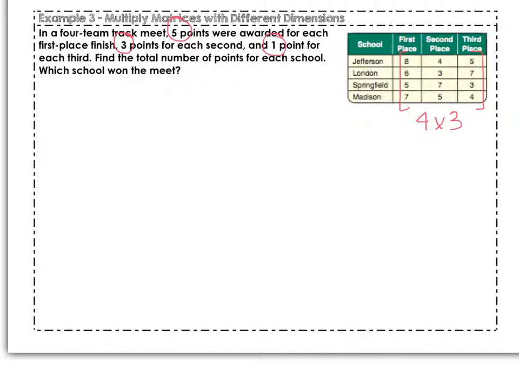Now, I'm also told points that are awarded for each of the place finishers. So realistically, what you want to do here is say, okay, 5 points for every first place. 8 times 5. Oh, now I need to add 3 times the 4 for the second place, and then 5 times the 1, and I'm going to add them together. What does this sound like? Well, it sounds like matrix multiplication. And to multiply a 4 by 3 by something, whatever I'm multiplying it by needs to have 3 rows, because the number of columns of the first must represent the number of rows of the second.